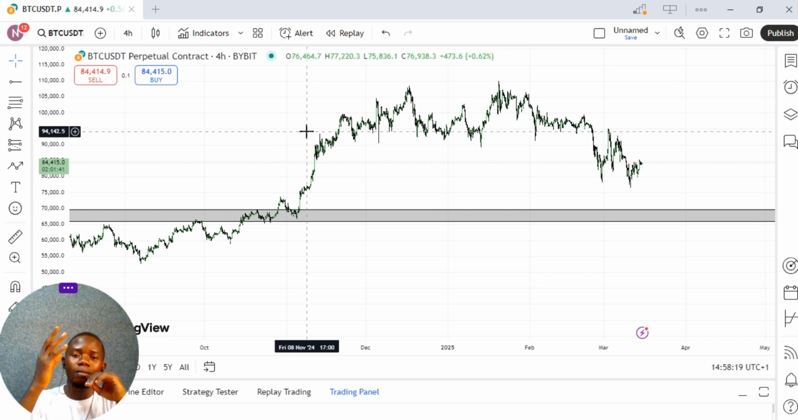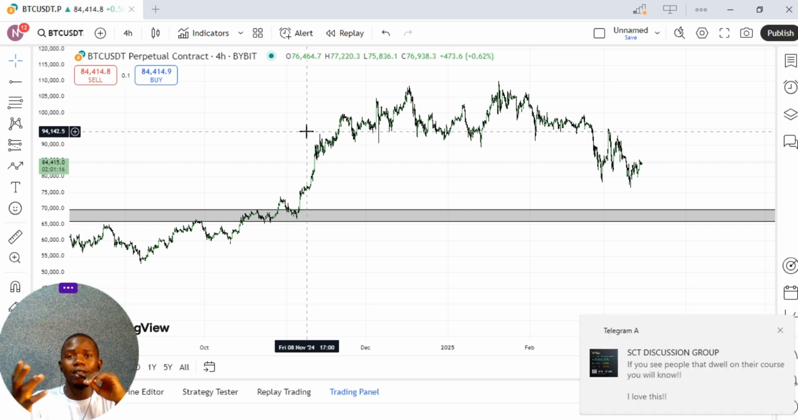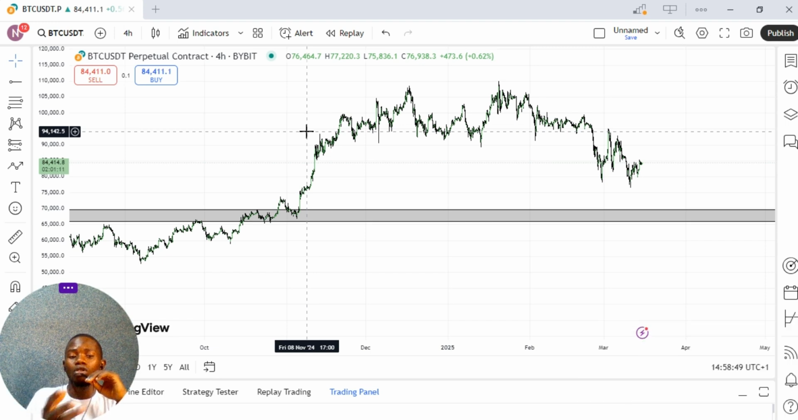When market is in a downtrend, sell. When market is in an uptrend, buy. All you have to do is make sure you understand the trend of the market before you start making a decision. If market is consolidating, you can't be looking for 10x, 20x, 10 risk to reward ratio, 20 risk to reward ratio on a market that's consolidating.